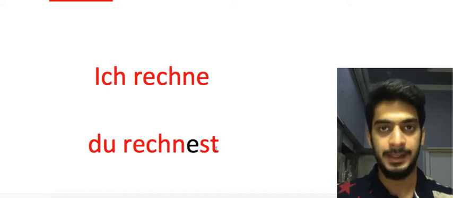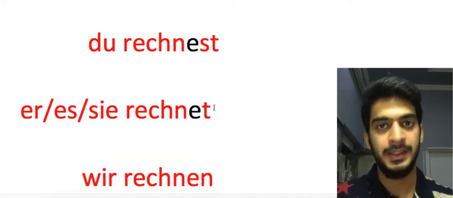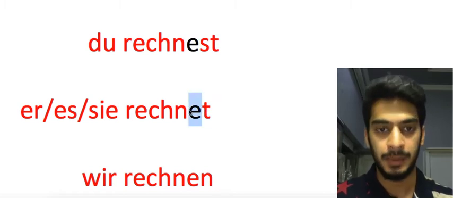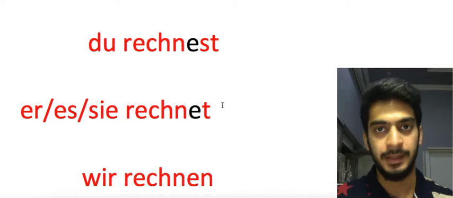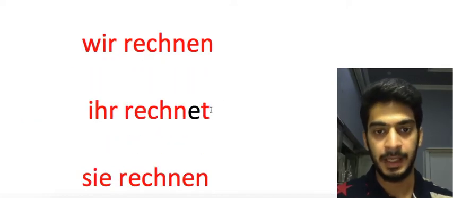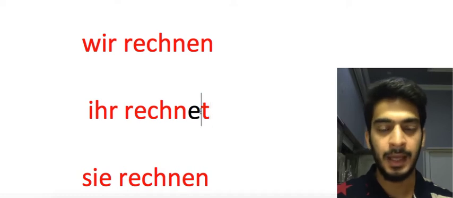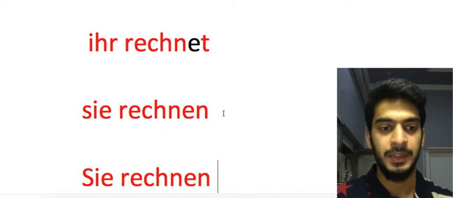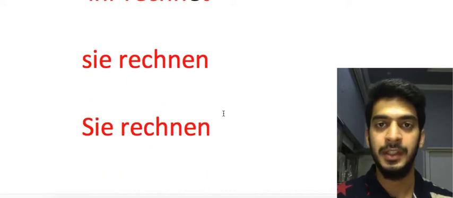Du rechnest. Er, sie rechnet. Again, before the ending t, add e to it. Er, sie rechnet. Wir rechnen, ihr rechnet. Again, before the ending t, add e to it. Ihr rechnet. Sie rechnen, capital Z rechnen.